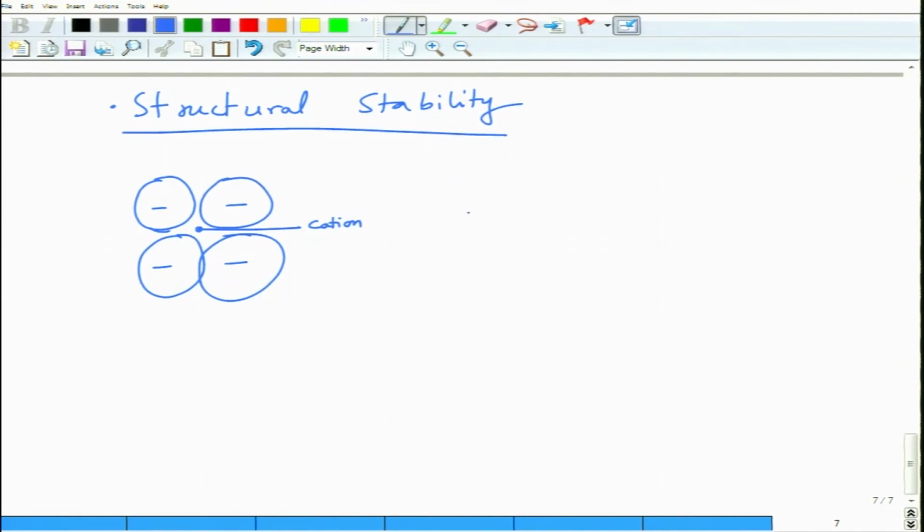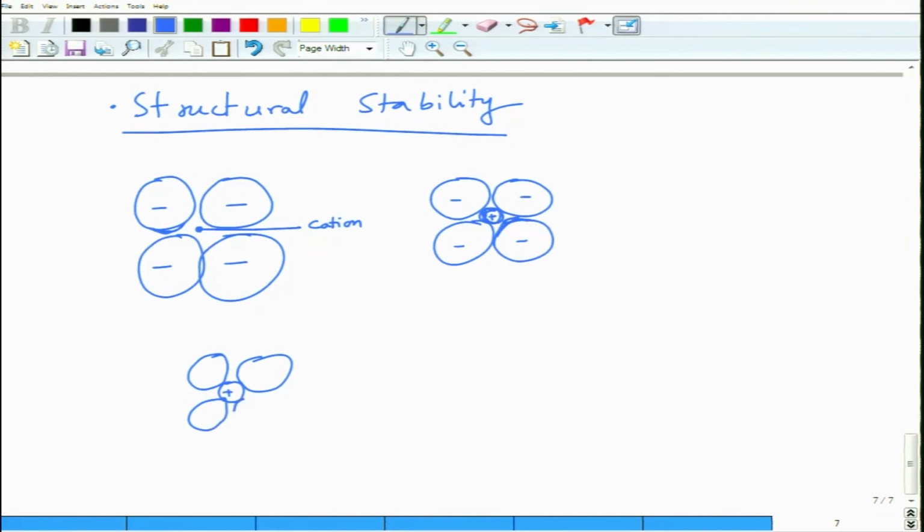Another configuration is where you have an anion and a cation which is nearly touching the anions like this. In this case, your cation is very small as compared to the anions, and it is not touching the anions. And then you have another structure in which you have this as a cation, one of your anions is like this, one of your anions is like this, another is like this.